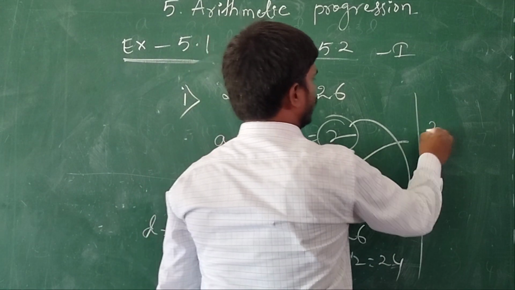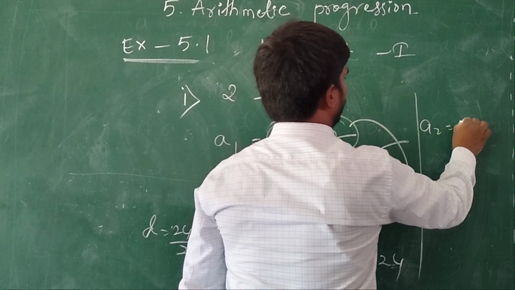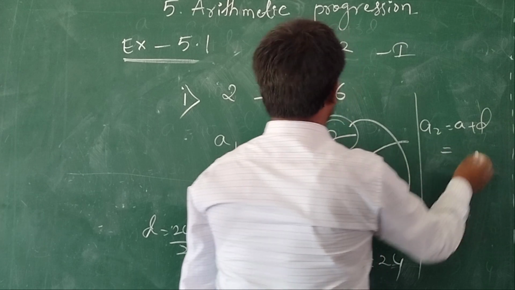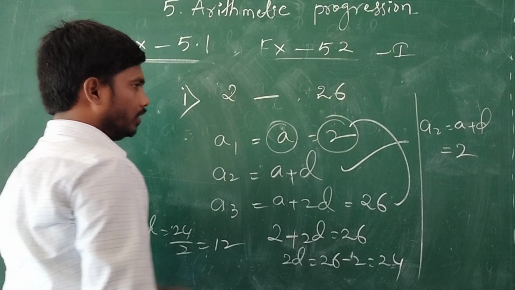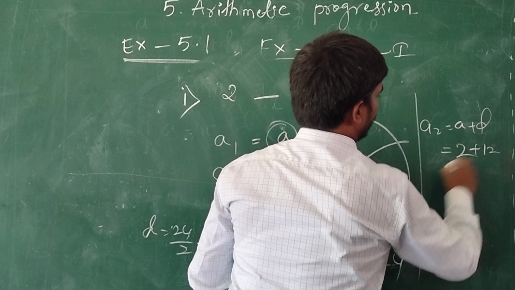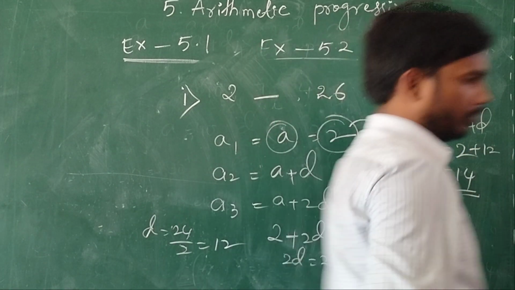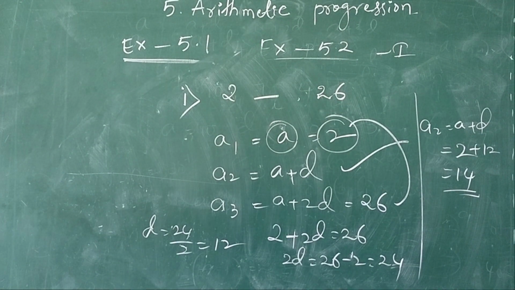Second term, a2 is equal to a plus d. Substituting the a value 2 and d value 12, a2 is equal to 14. A2 is equal to 14.